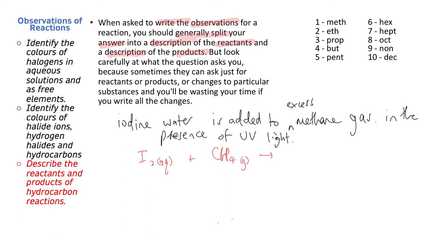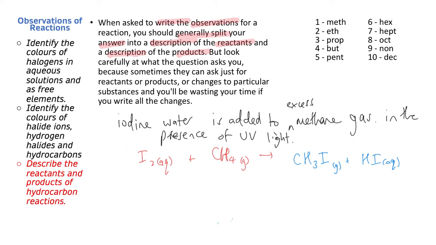It's going to form a higher alkyl halide. It's going to form CH3I and HI. HI is going to be in aqueous form, and for CH3I you don't really know what state it's going to be in, but I'm just going to say it's a gas. I'm not really sure if it's a gas, but I'll say it's a gas. All right, so that's that one there.